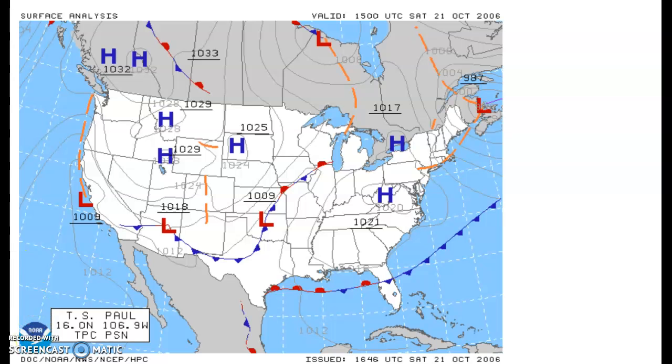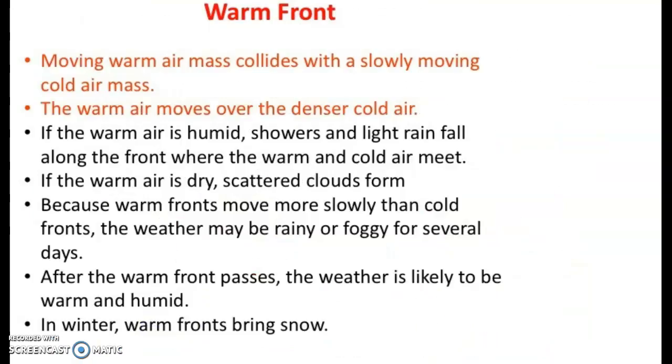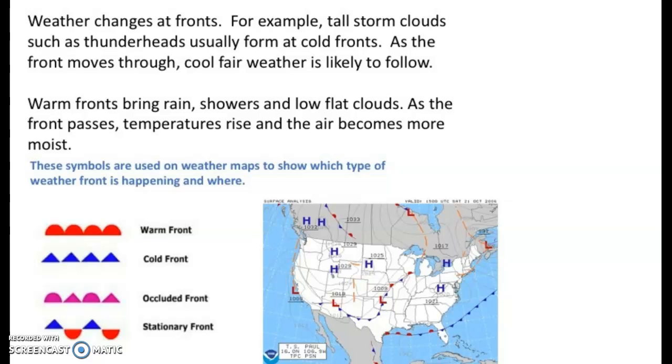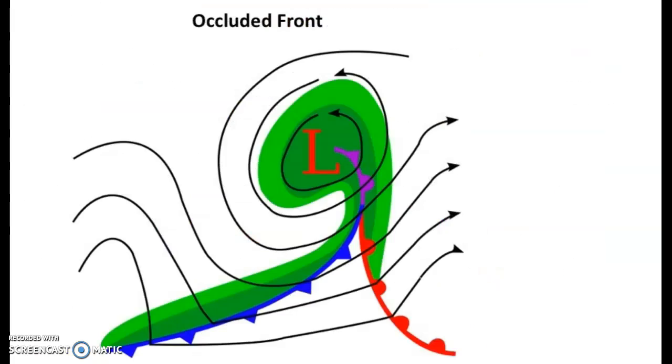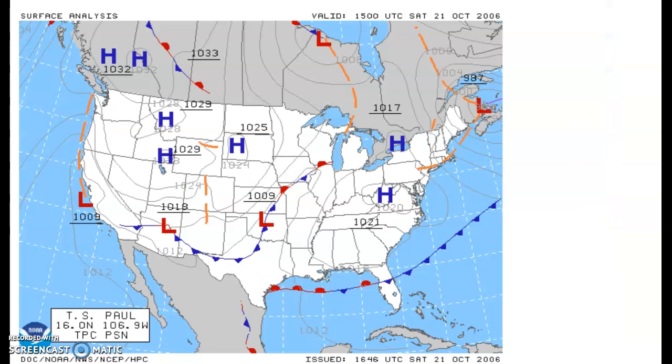Well, let's look. I want to look at our codes and make sure we're looking at it right. A warm front is these little red half circles. So if we look for the red half circles, it looks like down here just below Texas, it has that warm front just down in the Gulf Coast below Texas.